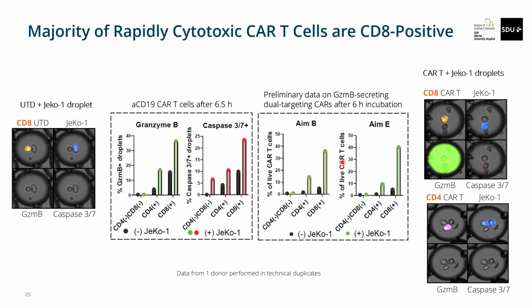On the dual targeting CARs, there is more or less a similar result, possibly a little bit better performance of the AIM-E here. We're just looking at granzyme B activity, but there's a little higher activity.